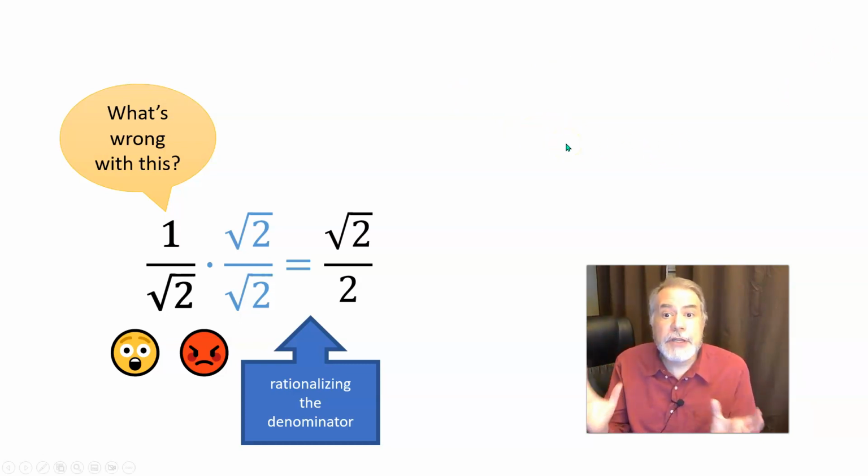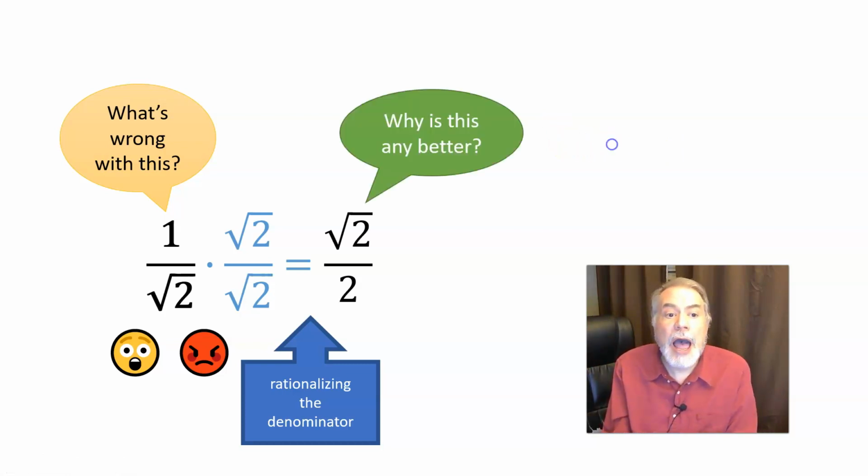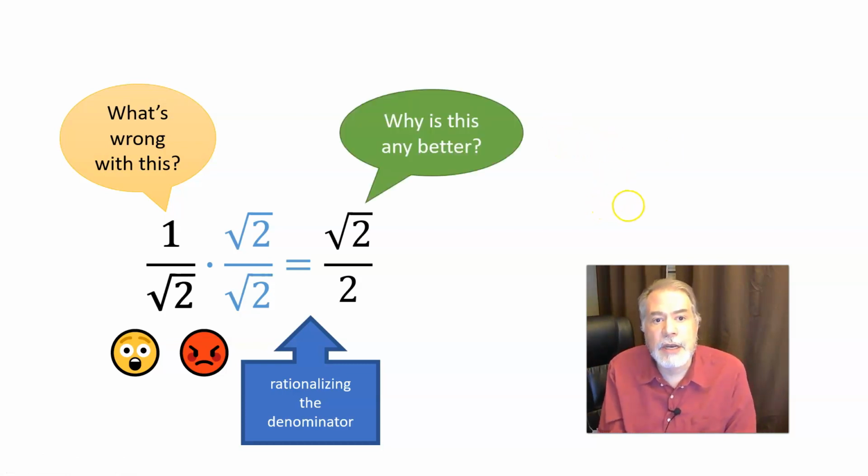But the point of this video is to talk about why you would want to rationalize the denominator. Why is it any better to write a number as the square root of 2 over 2 rather than as 1 over the square root of 2?